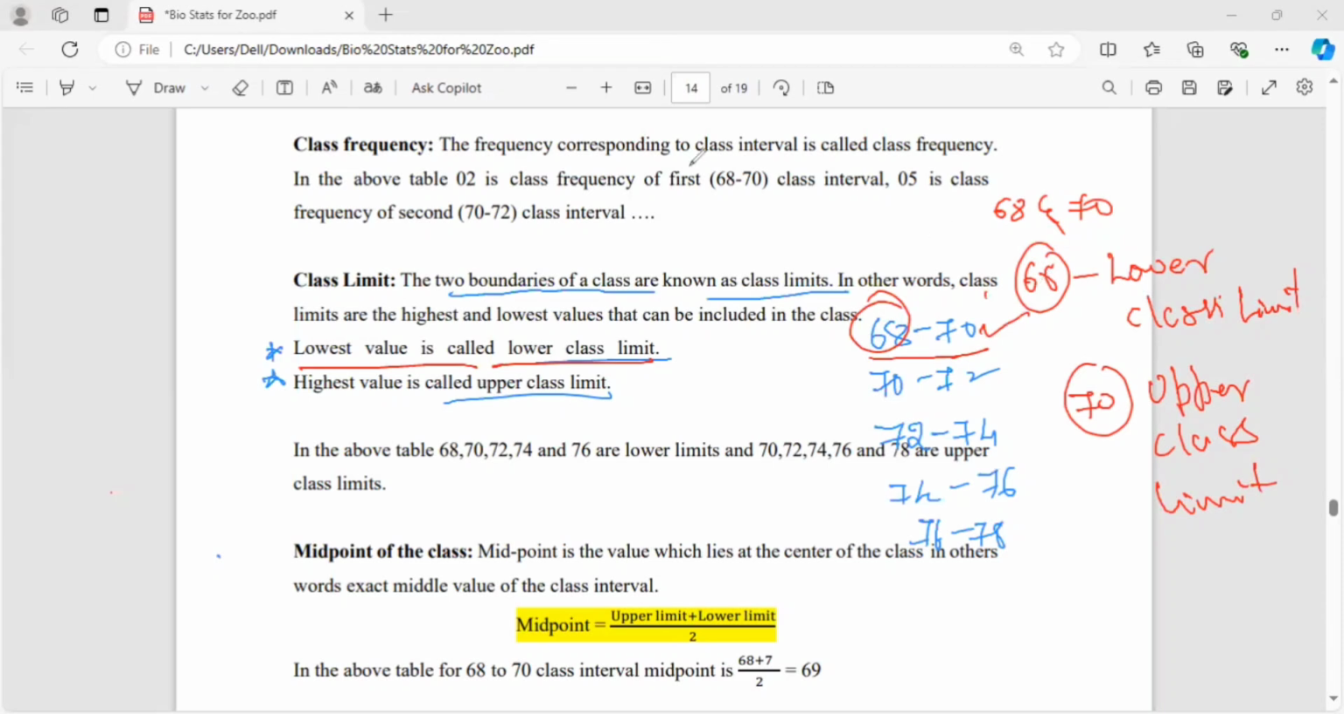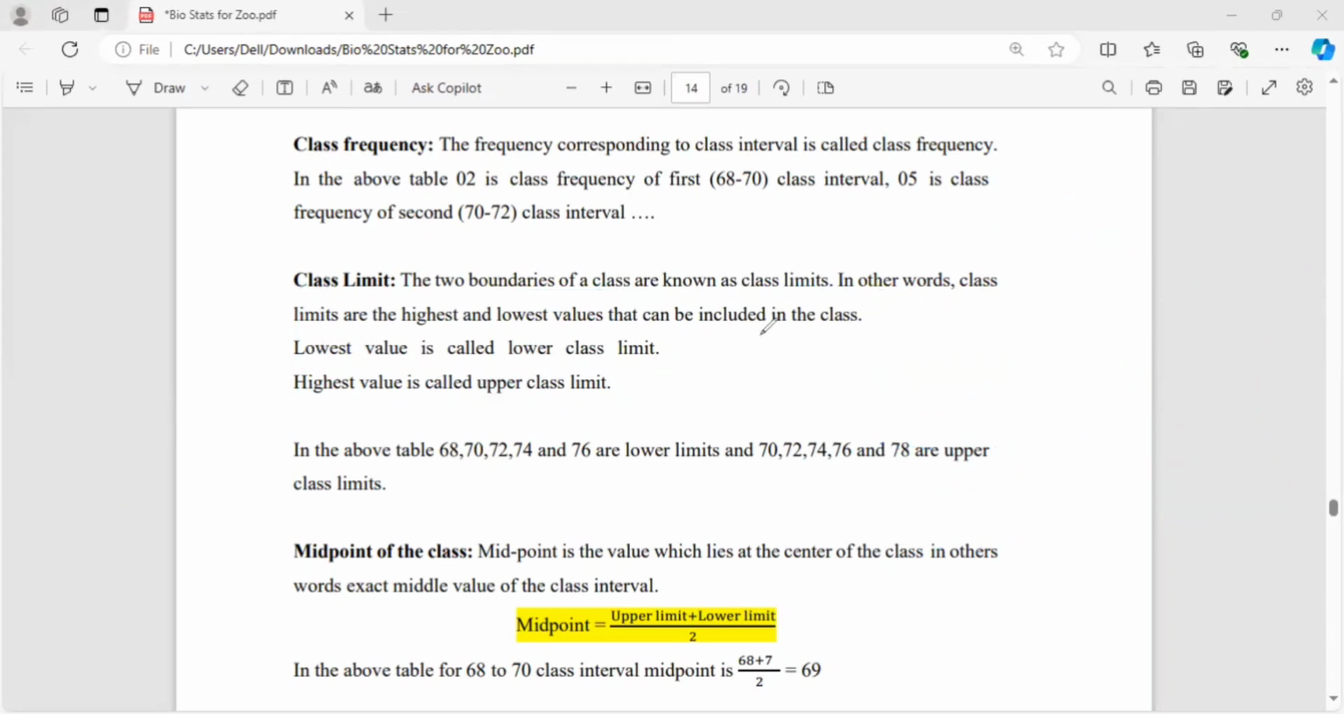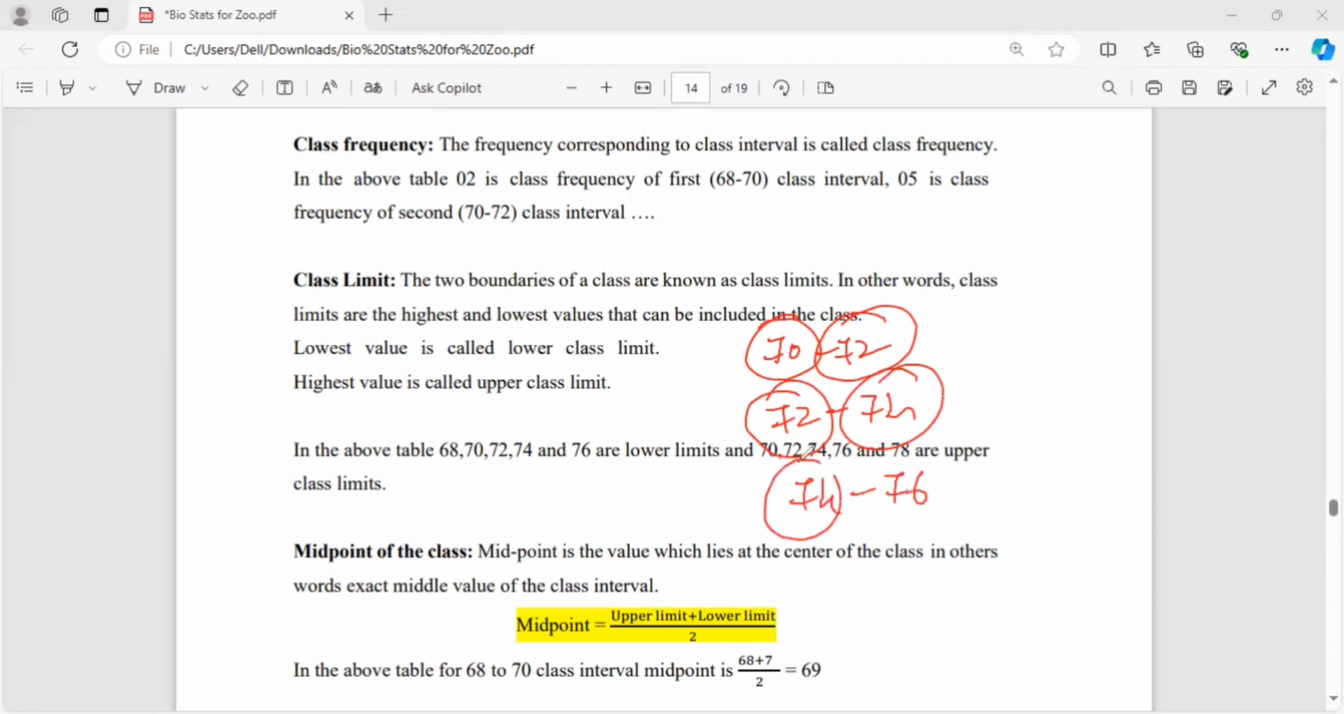Is it clear? Then for the second class interval, 70 is the lower limit and 72 is the upper limit. For the third one, 72 to 74, this is the lower limit and this is the upper limit. For the fourth one, 74 to 76, the same. And for 76 to 78, 76 is the lower limit and 78 is the upper limit. Likewise, this is the concept of class limit.